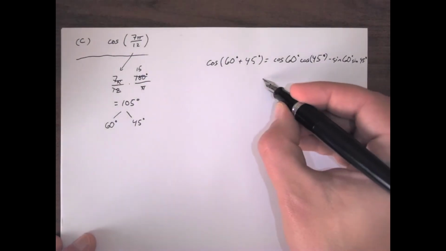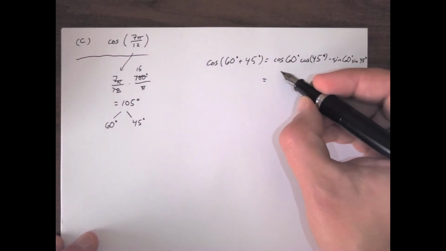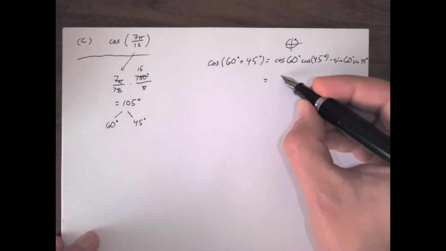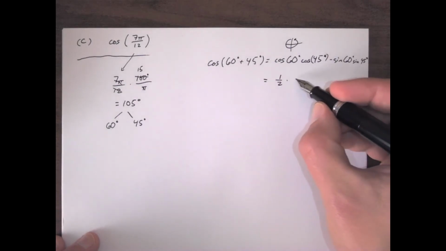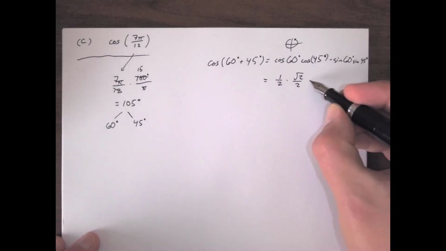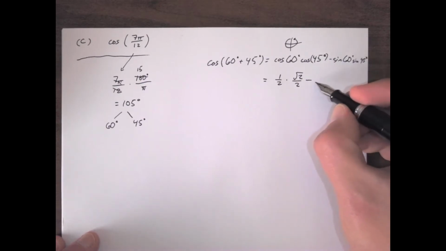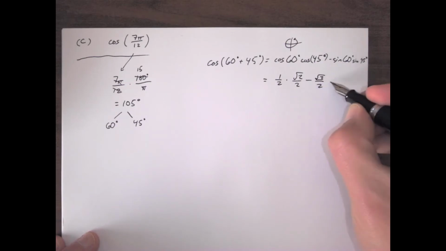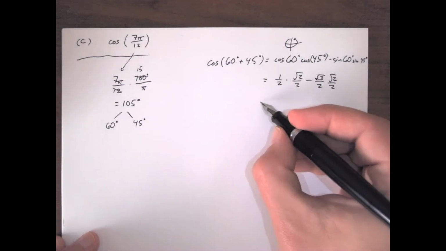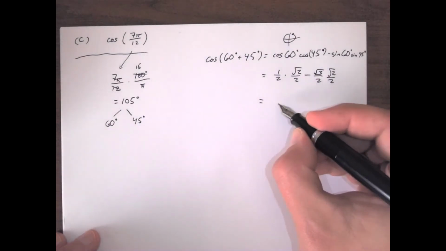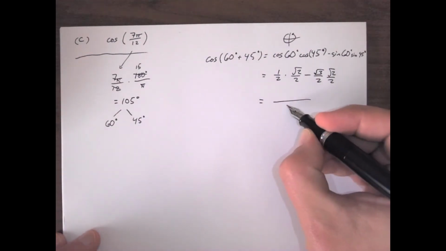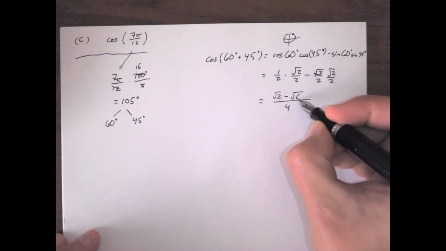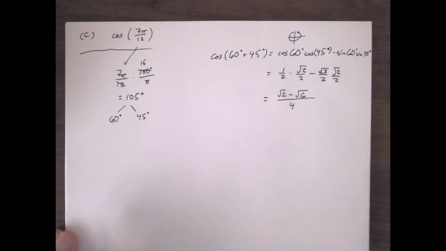All right, and now what's this going to equal? So cosine of 60, as we already remembered, was a half, yeah I guess we did write it down, and then root 2 over 2 minus, and now we're going to have sine 60, which is root 3 over 2, and cosine of 45, which is root 2 over 2. Okay, and then by the same token as before, we're going to have a denominator of 4, and we're going to have root 2 minus root 6 for the total top. So just like before.